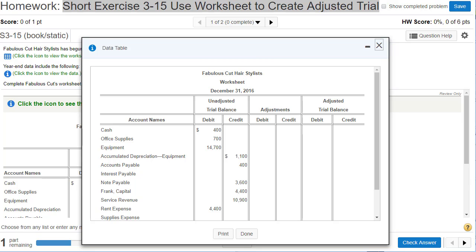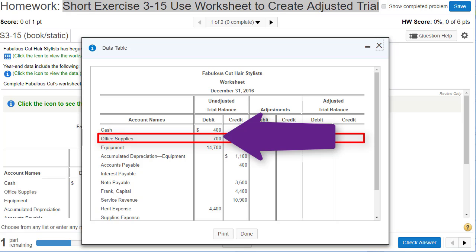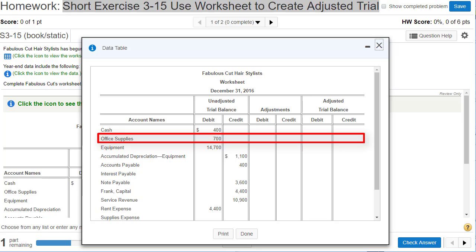Why might some accounts have an incorrect balance? Well, for example, notice it's the end of the year, and our unadjusted trial balance says we have $700 of office supplies. So earlier, we purchased office supplies and recorded them in the office supplies account. And we've been using them throughout the year. But when someone goes to the office supply closet and grabs some highlighters, no one runs to the journal to update the account. They could, but that's way too much busy work.